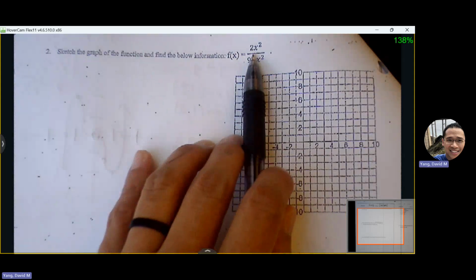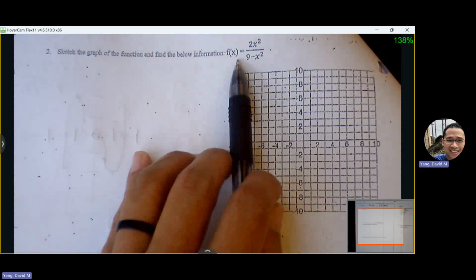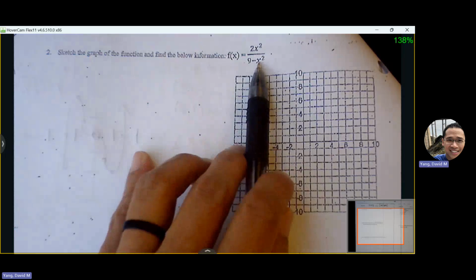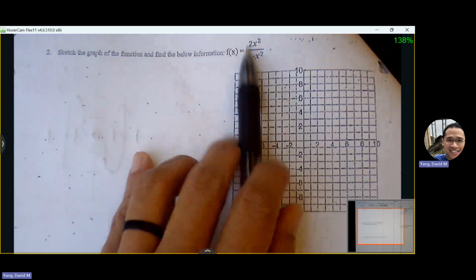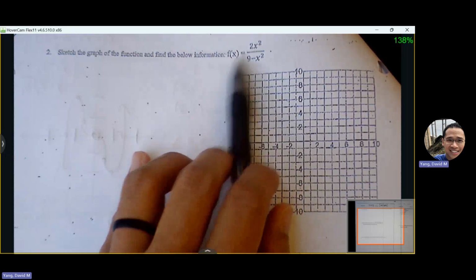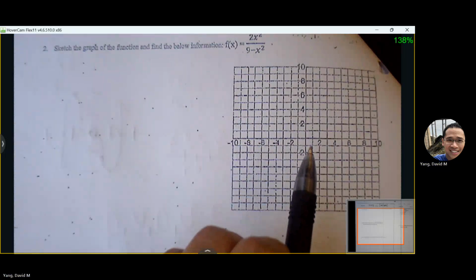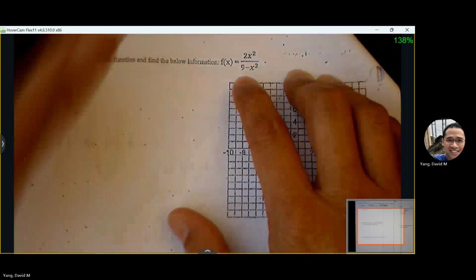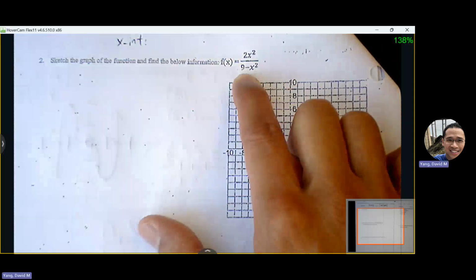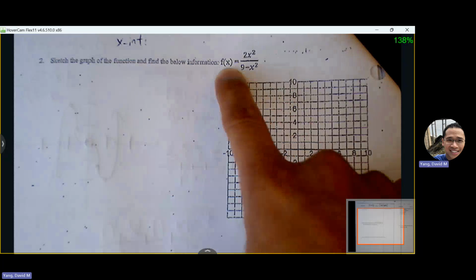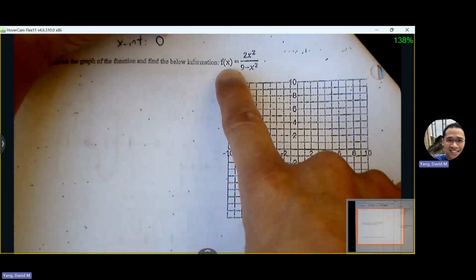But the same idea as before, if I want to solve for x, I can find the x-intercept, right? Replace y with 0, solve for x, and I'll find my x-intercept. Replace x with 0, solve for y, and I can find the y-intercept. So x-intercept means I want to solve for x, so I'm going to replace y with 0.